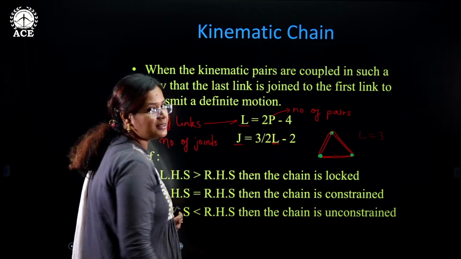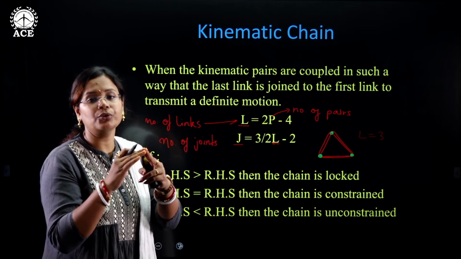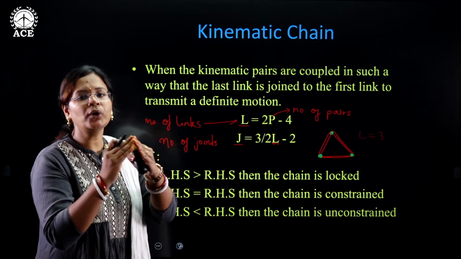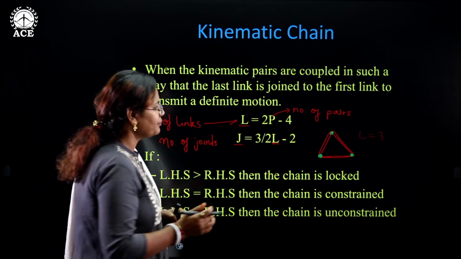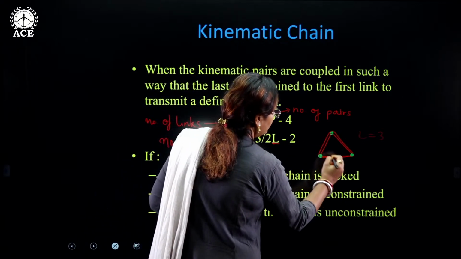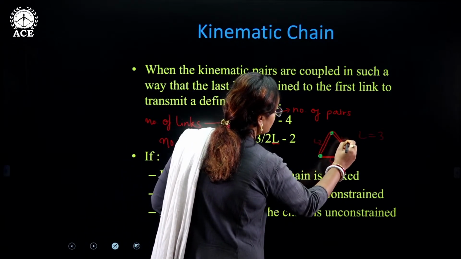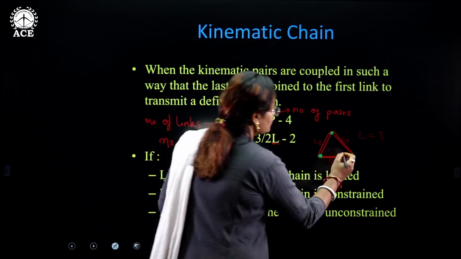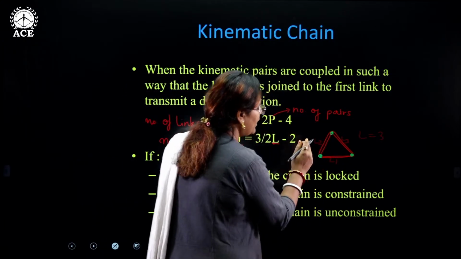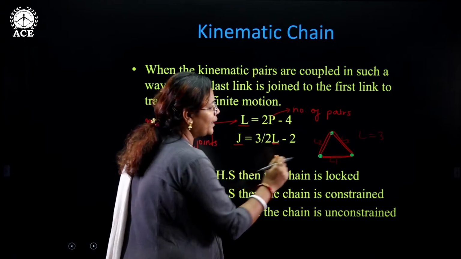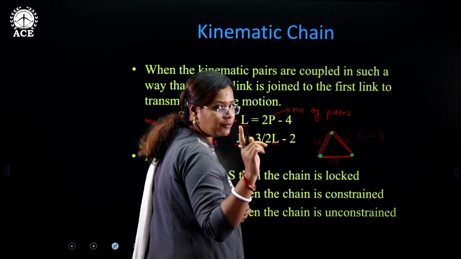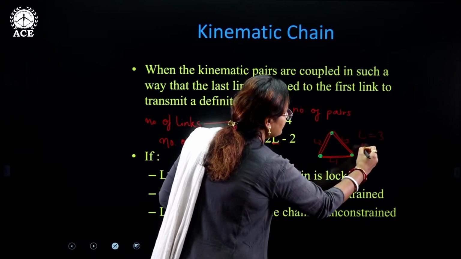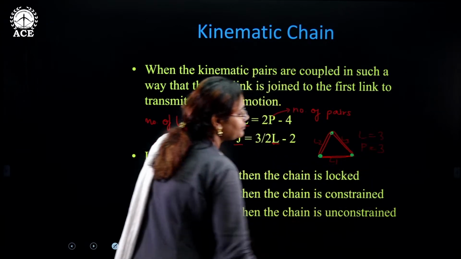Now what are these pairs? Pairs are nothing but, as I told you, kinematic pairs are 2 in number, taken 2 at once. So let us say this is L1, this is L2, and this is L3. L1 and L2 form one pair, L2, L3 another pair, L3, L1 again one pair. So the number of pairs is again 3.